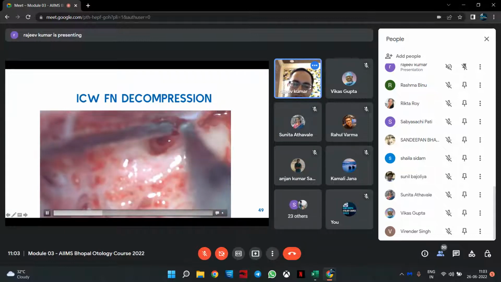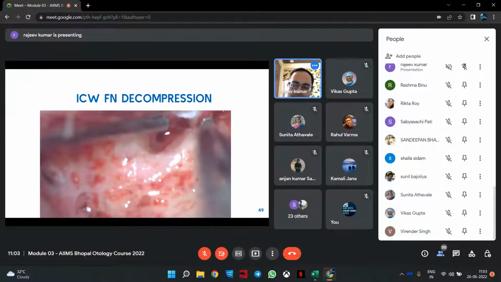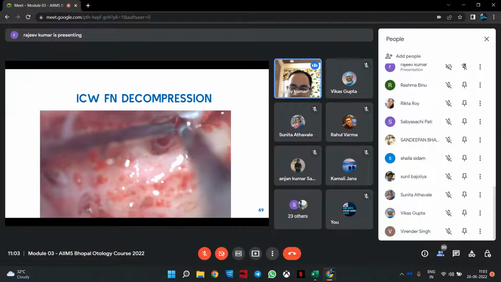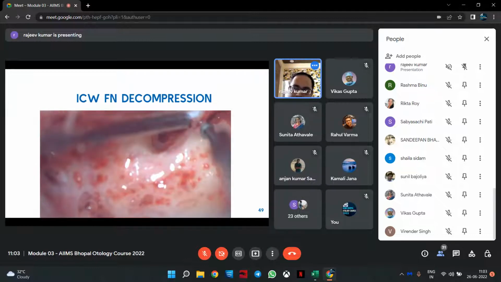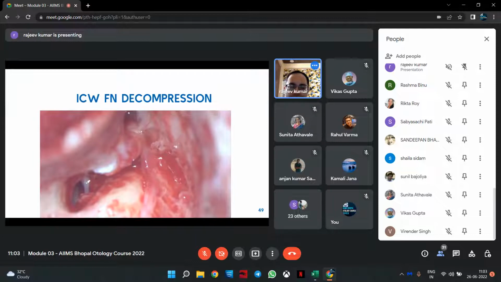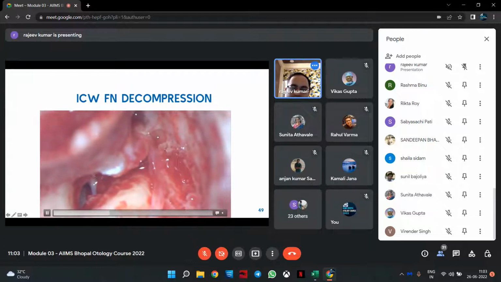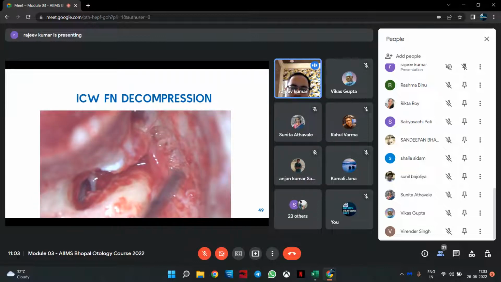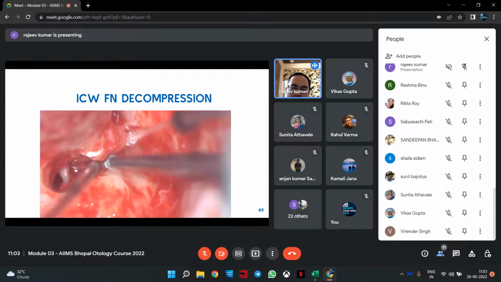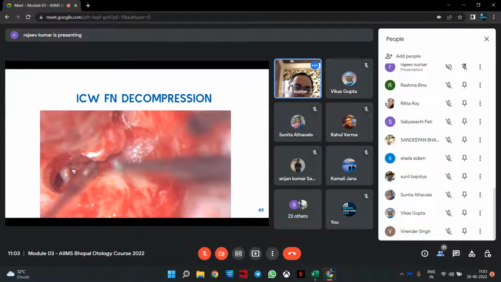Now you have to decompress your facial nerve at the second genu and the first genu, because it is seen in the CT that the area of injury in this fracture is between the first and second genu, the horizontal segment. You have to go slowly in this area and decompress the nerve with a diamond burr.